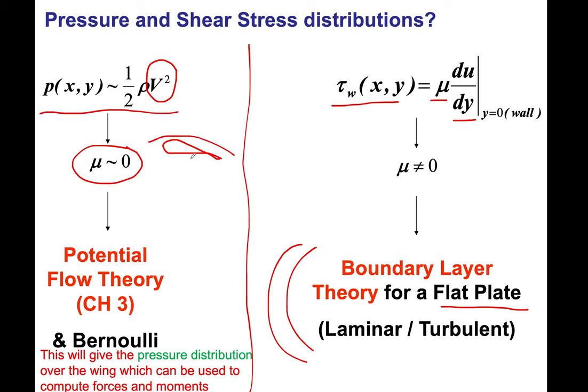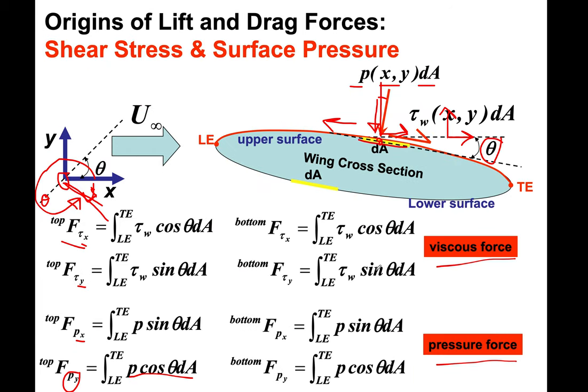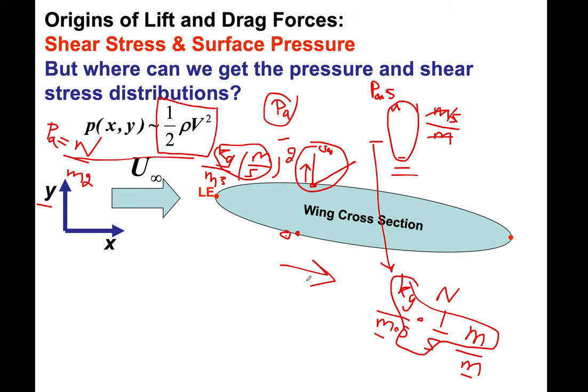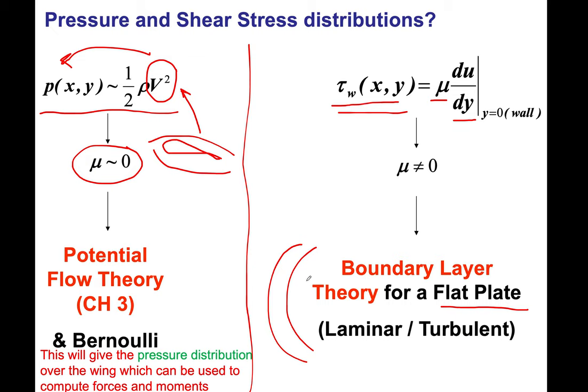If I can predict what the shapes of the streamlines are, then that will help me predict what the velocity is, and then that will help me predict what the pressure distribution is. And now that I have my pressure distribution from the potential flow theory, and I have my wall shear stress distribution over the surface of the wing from the boundary layer theory, I can just go back to my projection or decomposition of my lift and drag forces into friction and pressure drags, and I can get my aerodynamic forces, and I'm home free.